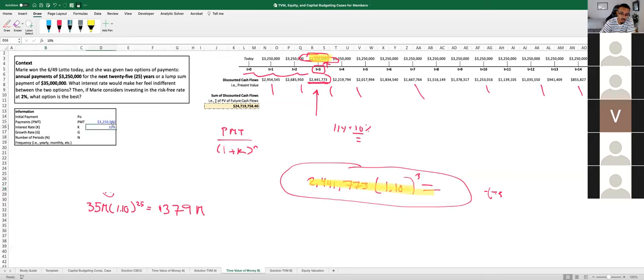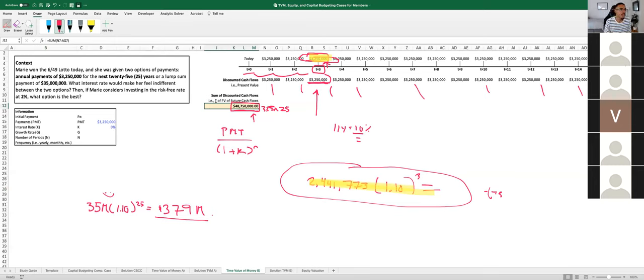Now, this is how much total money we were supposed to get in a world where there's no interest rate. This was the total cash, right? This was literally 3.25 times 25. So this is the total money we were supposed to get, okay? Is that bigger or smaller than $379 million?